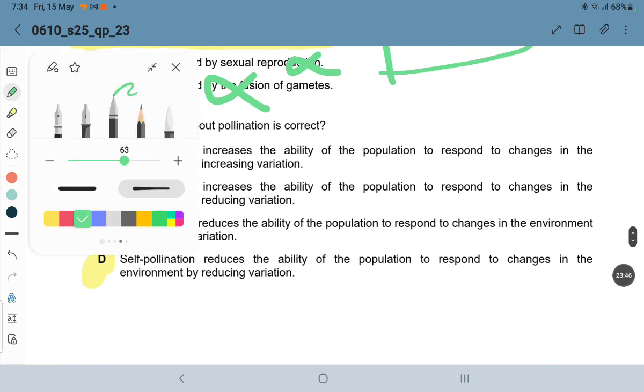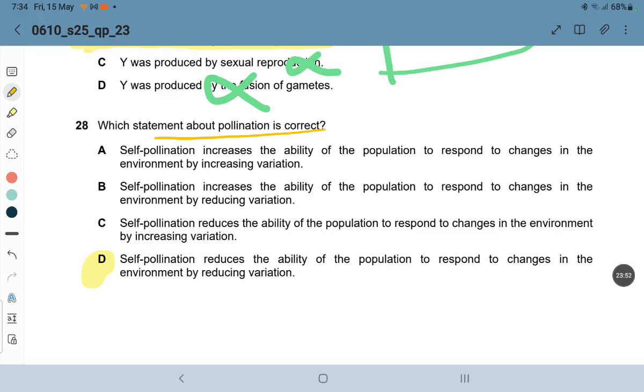Which statement about pollination is correct? It is telling you here: self-pollination increases the ability of a population to respond to changes in the environment by increasing variation. Of course no, because cross-pollination does this part. Self-pollination increases the ability of a population to respond to changes in the environment by reducing variation. Of course no, it does not alter variation in that sense, it does not increase it. Yes, it reduces variation, but it does not increase the ability of the population to respond. It decreases the ability of the population to respond.